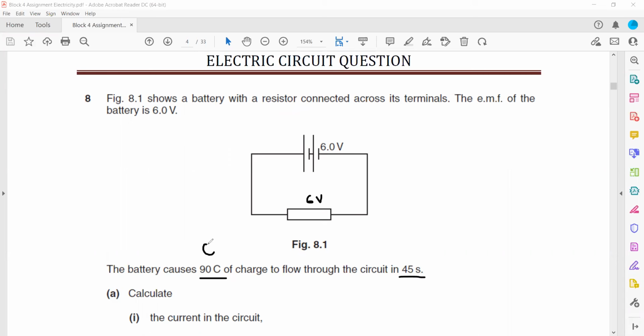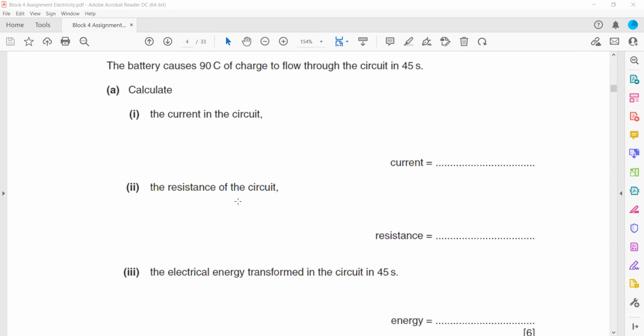So we know the charge is denoted by Q and the time is T. In the first part, we have to calculate the current. The formula to calculate the current is charge divided by time. Current is denoted by I, charge by Q and time by T. So I is equal to Q by T. Q is equal to 90 and the time is 45. So 90 divided by 45, the current will be 2 amperes, as the unit of current is ampere.